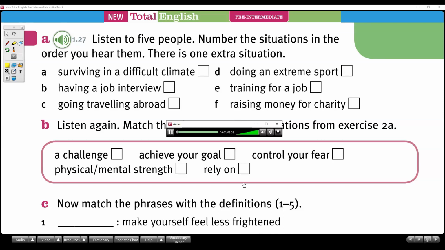CD1, track 27. 1. It was a few months ago. I was really nervous, really scared. It was for a good promotion and I wanted it so much. I decided to use a kind of meditation, and I repeated positive things to myself to try and stay focused and to control my fear. I think it worked because the interview went well and I got the job.